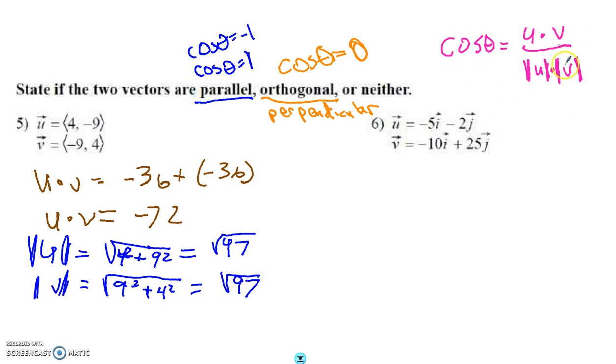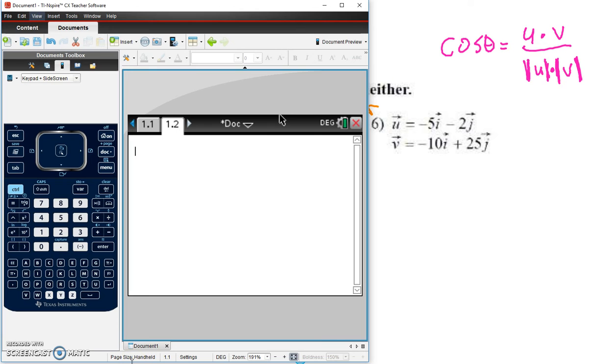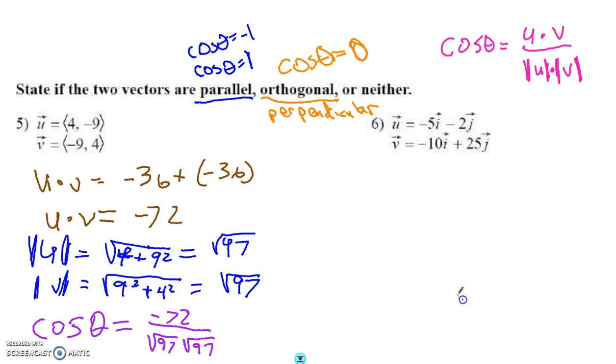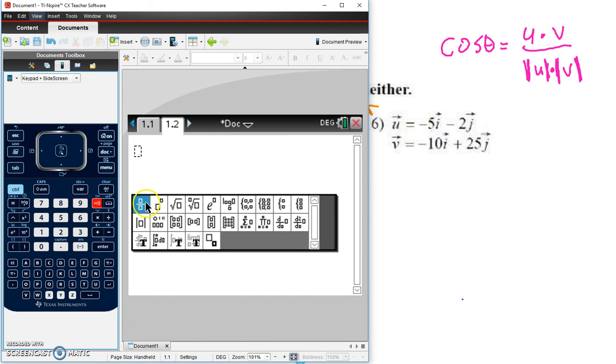Okay, so now what we're looking for is, we're going to set up this formula here. So cosine theta equals negative 72, that dot product, over the product of these magnitudes. So square root of 97 times square root of 97. And we'll put that in the calculator real quick, see what we get. So negative 72 over square root of 97 times square root of 97.